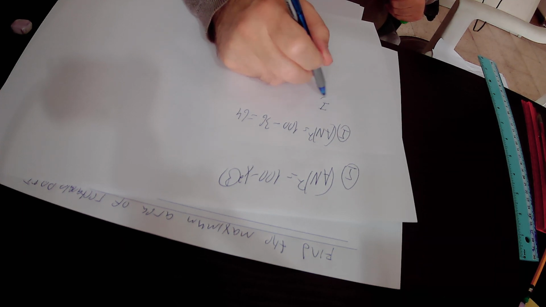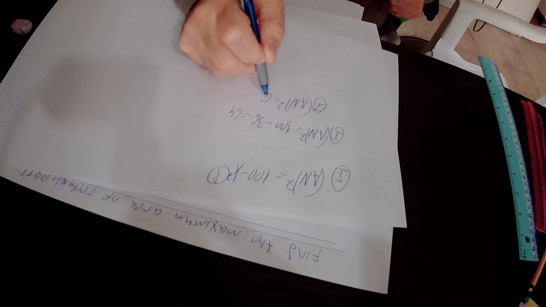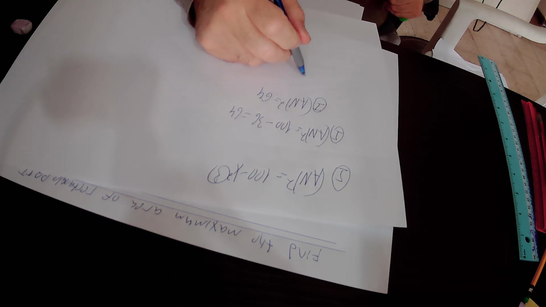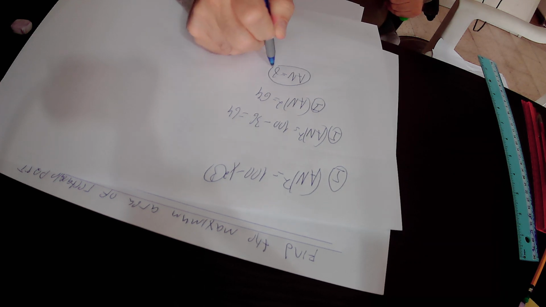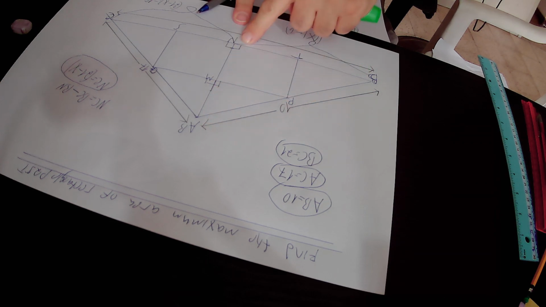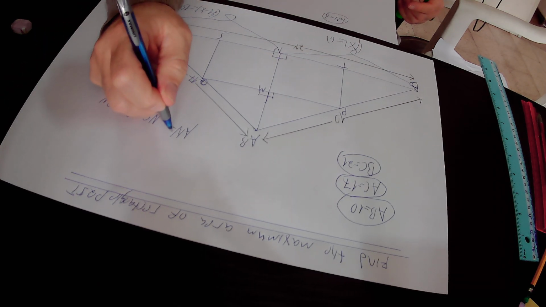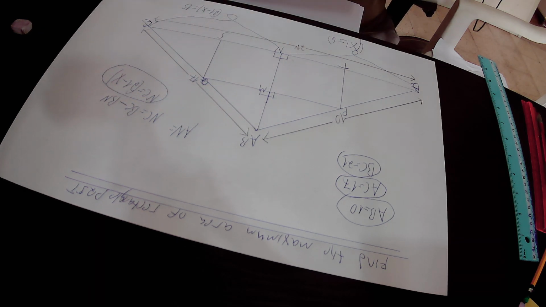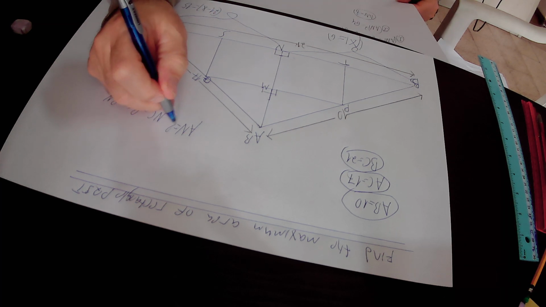AN squared equals 64. We take a root out of this equation, and finally we get that AN equals the square root of 64, that is 8. So here, this is the side AN, and AN equals 8 units in its length.